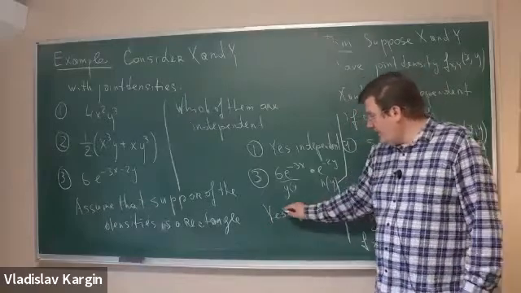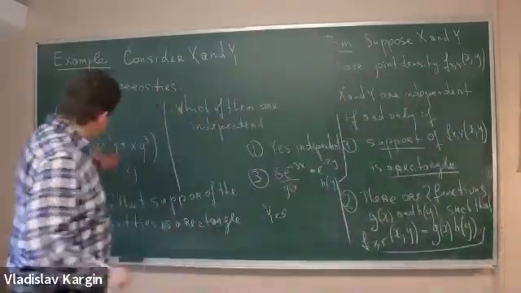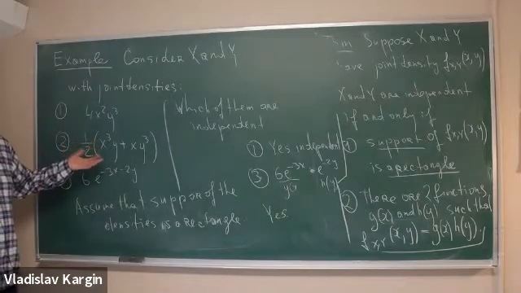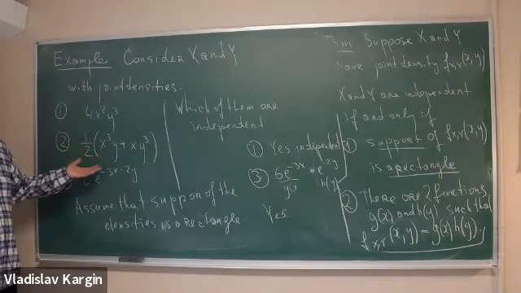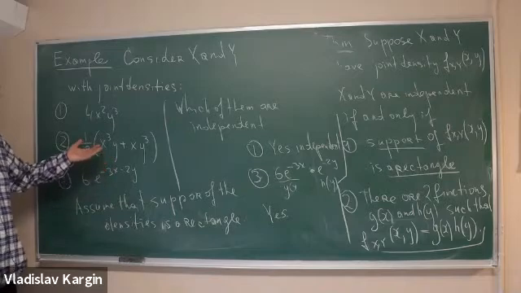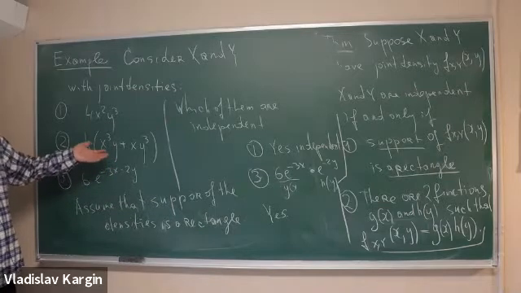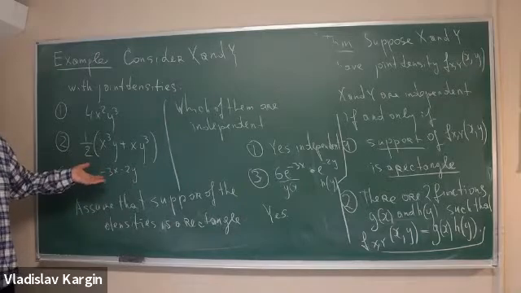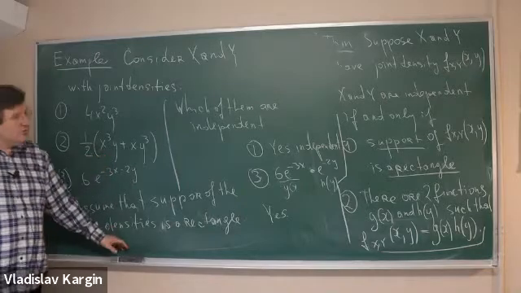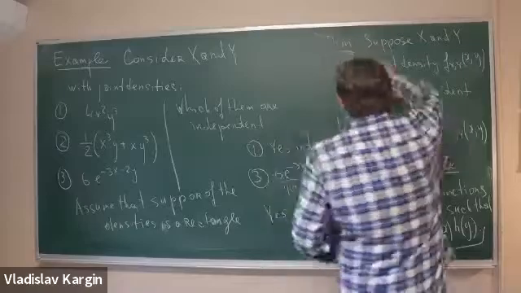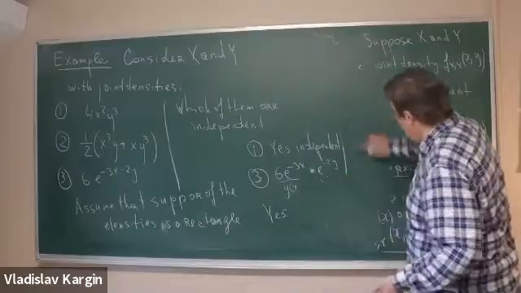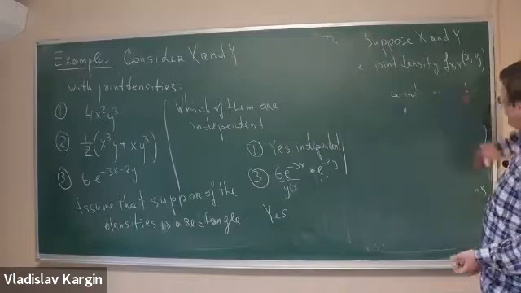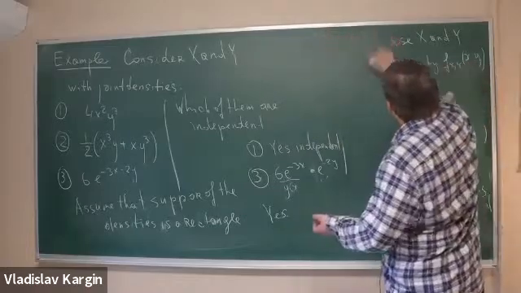Now let's think about this one. It doesn't look factorizable. In principle, you need to prove it. The reasonable guess would be no, it's not possible to factorize it as a product. Now, if you really want to prove it, then you need to check some points and show that this cannot be done.